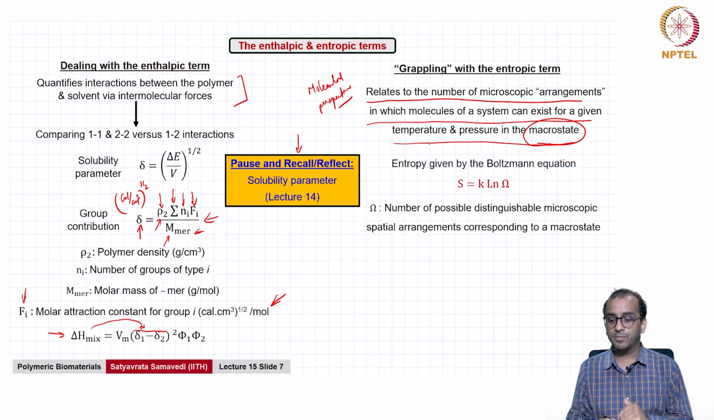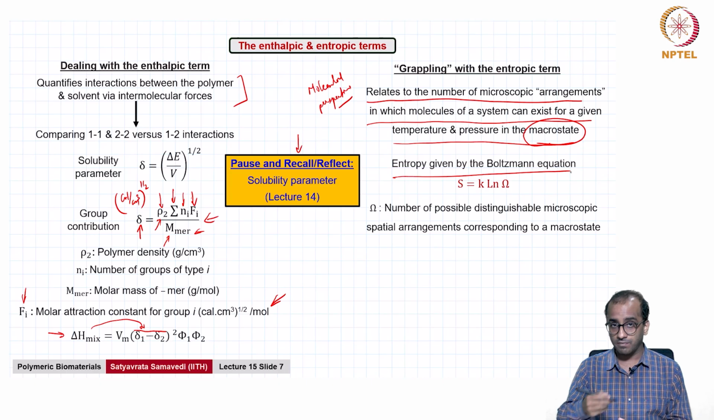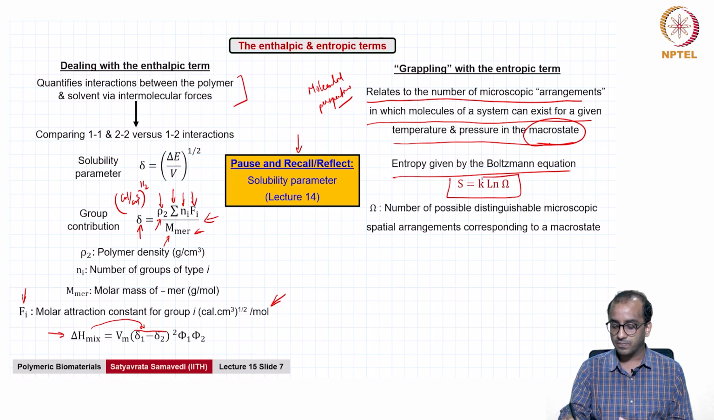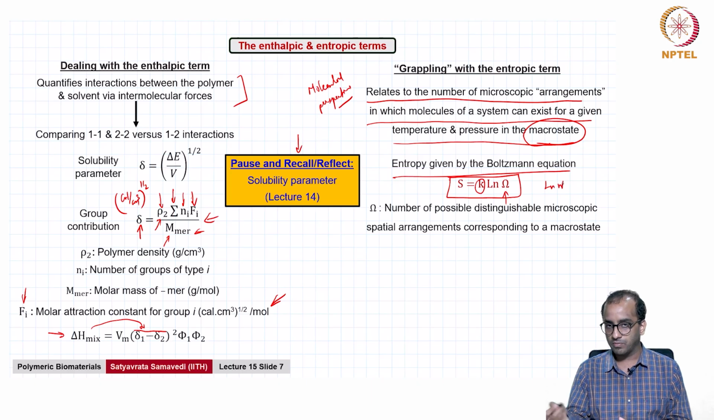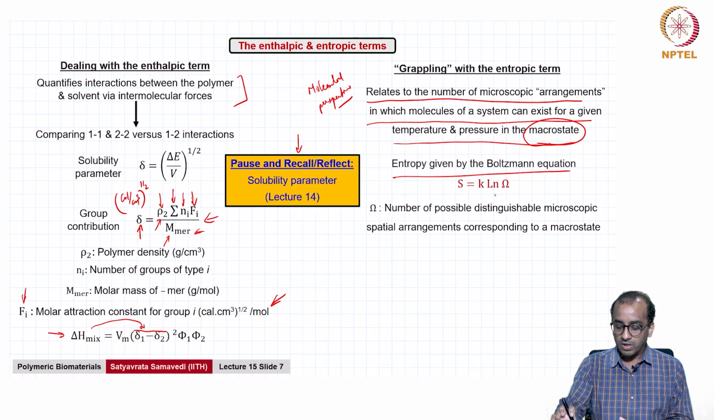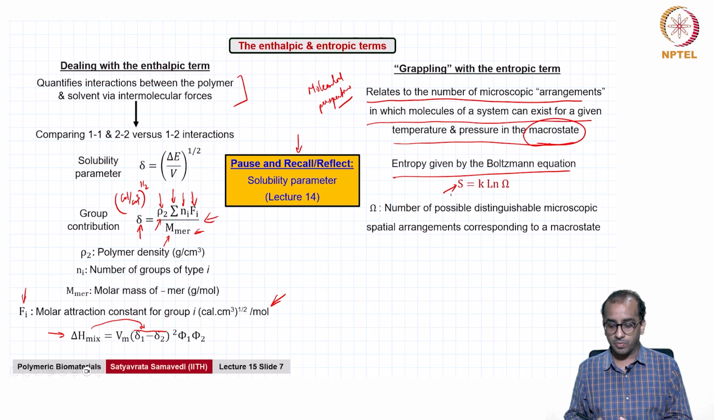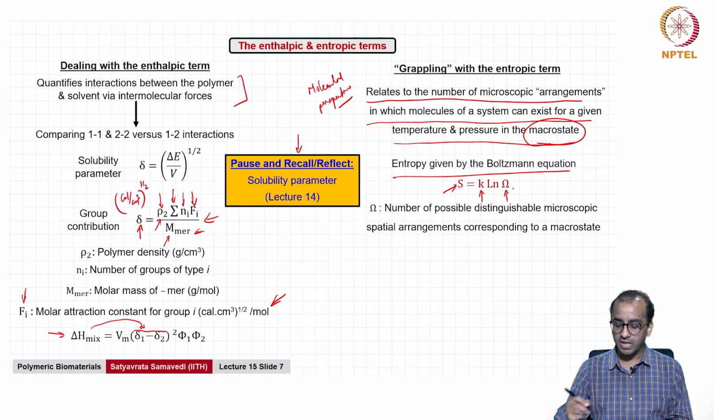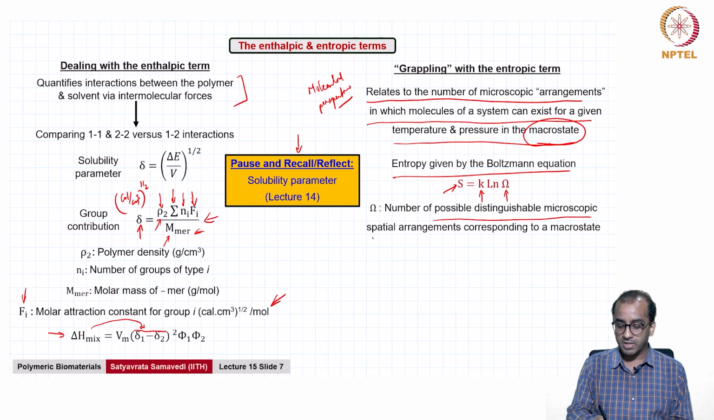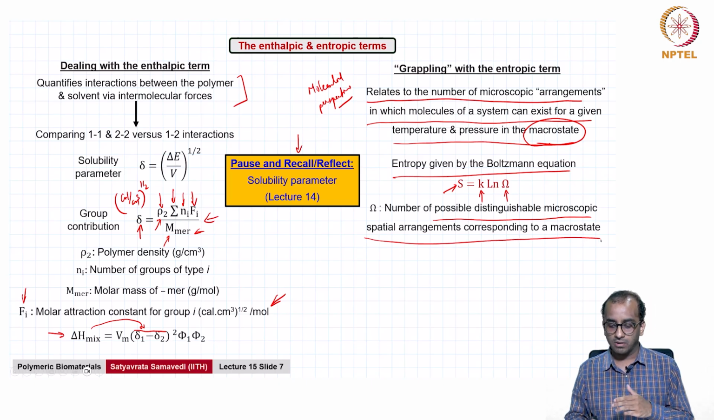And entropy from that perspective is given by the Boltzmann equation, which we saw at the beginning of this lecture, which was inscribed on this tombstone, given as S equals k times log of omega. Sometimes you will see log of W also, they are both equivalent. S here represents the entropy, k is simply the Boltzmann constant, and omega represents the number of possible distinguishable microscopic spatial arrangements corresponding to a macro state. Now, we will have to deal with this a little bit more in detail.